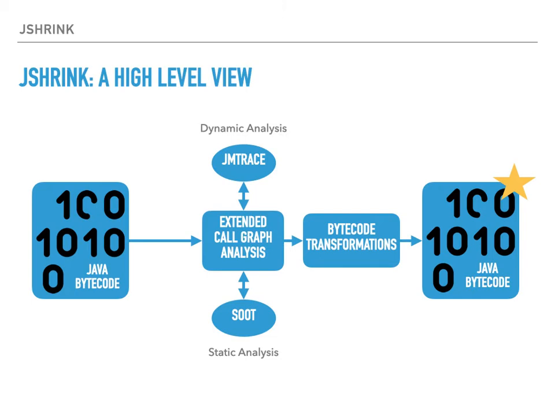Once we obtain our extended call graph, we can begin applying bytecode transformations to the code, with the goal of outputting Java bytecode that is debloated in comparison to the original input.